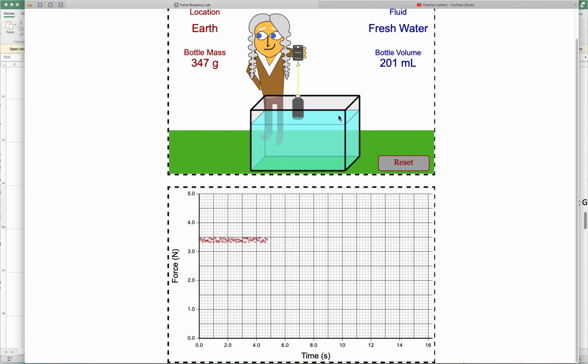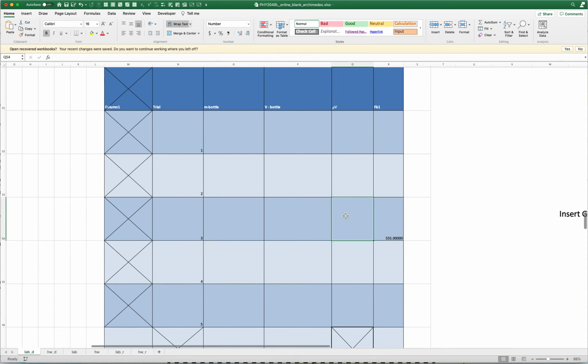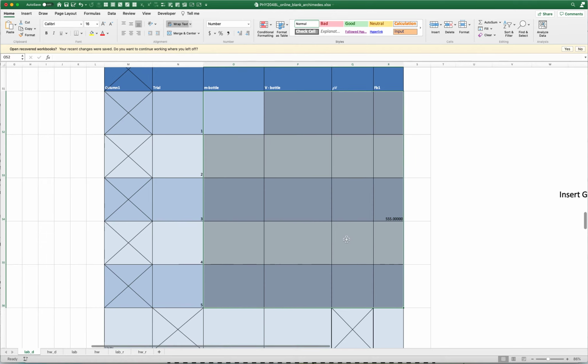And then from the experiment, what you're going to get is FB1. This is the first one over here. You're going to record that in this section. And then rho V, that's going to be the product of the volume of the bottle multiplied by the density of water. And then you're going to complete this table here.